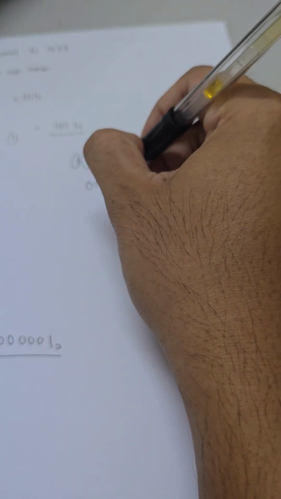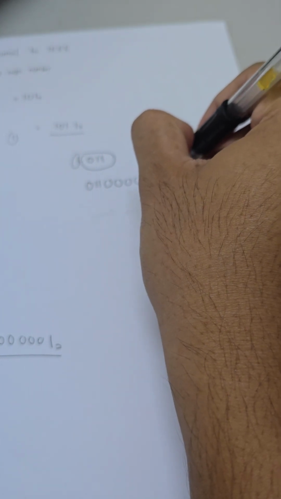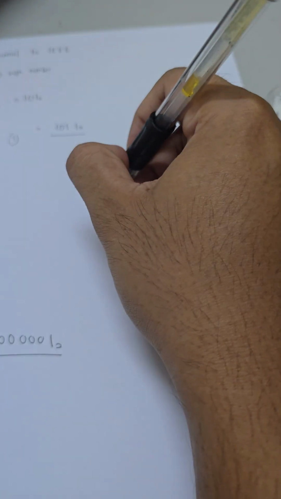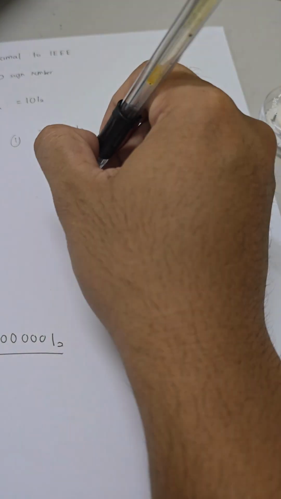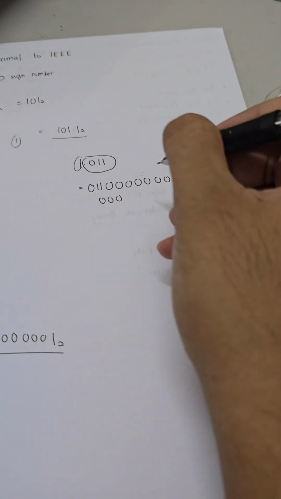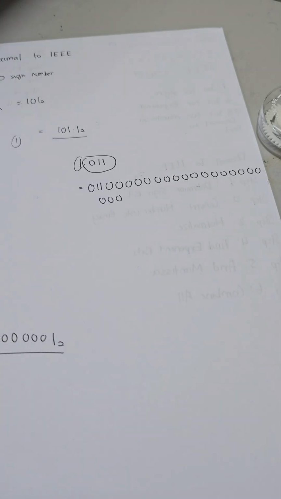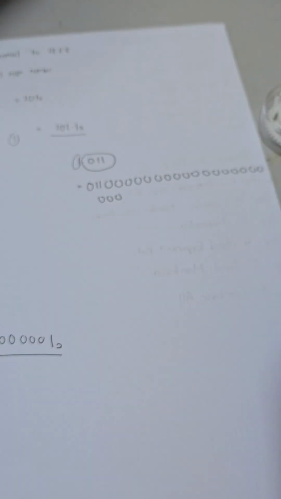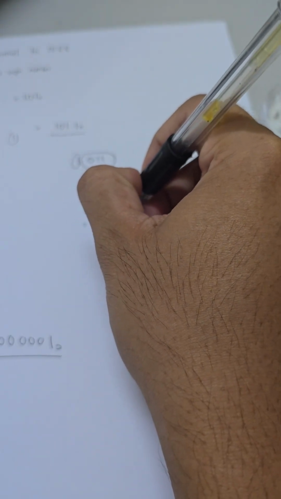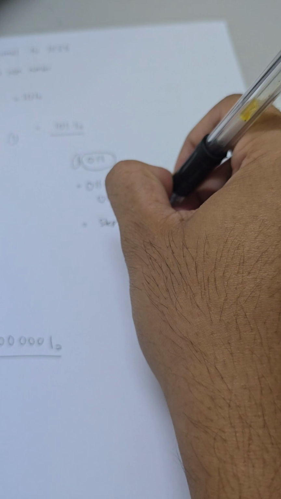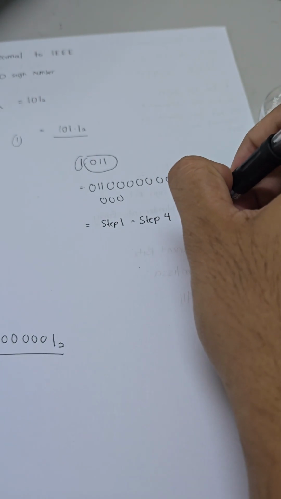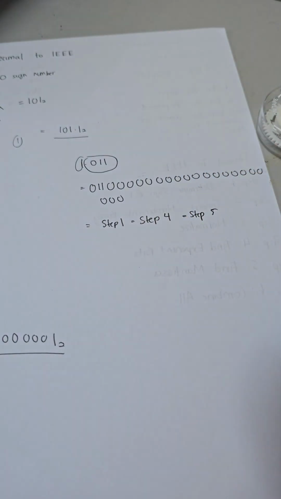Counting 1 to 10, and again 1 to 10. So this is basically the mantissa. Then we continue with step 6, which is to combine all three parts. What parts do we need to combine? We must combine step 1, the sign, step 4, the exponent, and step 5, the mantissa just now.